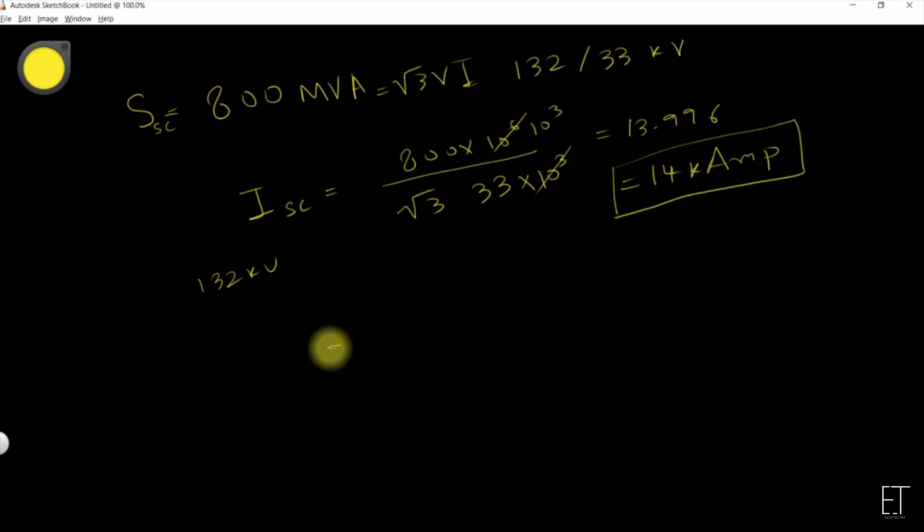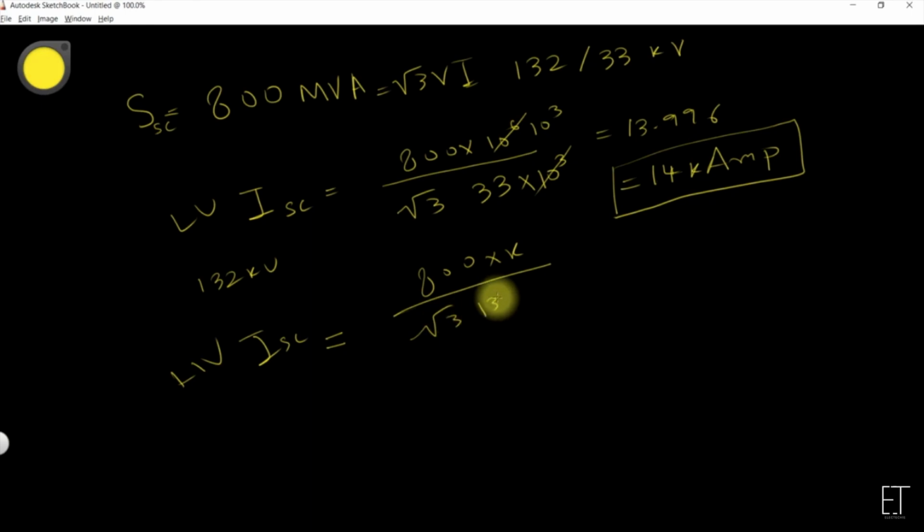In the same way, if it is supplied at the low voltage side and the HV side is short circuited, I short circuit HV, this is LV. For HV, we just have to change here: 800 K divided by √3 into 132. So it will be equal to 800 divided by 1.732 divided by 132, which is almost equal to 3.5 kilo amperes. So this is the case when the LV side has a source and HV is short circuited.